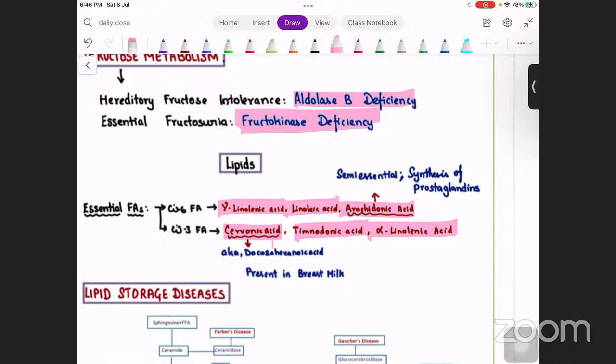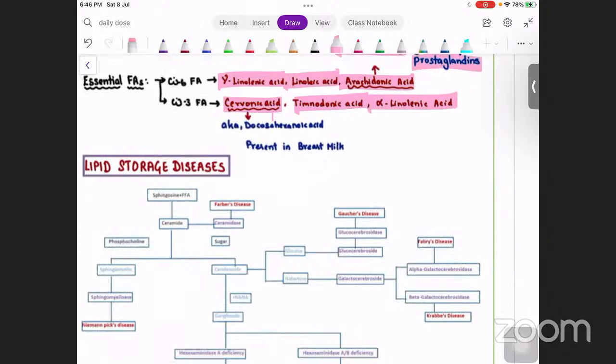Among that, arachidonic acid is a semi-essential fatty acid, and it is responsible for the synthesis of prostaglandins. While omega-3 fatty acids are cervonic, timnodonic, and alpha-linolenic. Cervonic acid is also known as docosahexaenoic acid, which is exclusively present in breast milk.